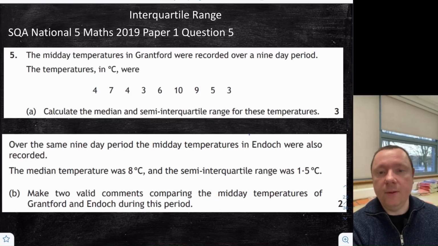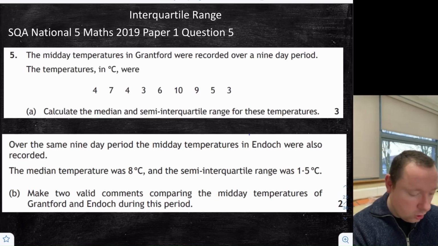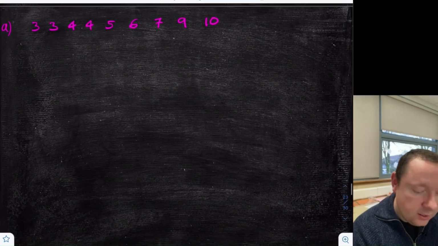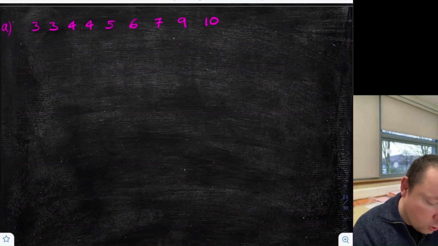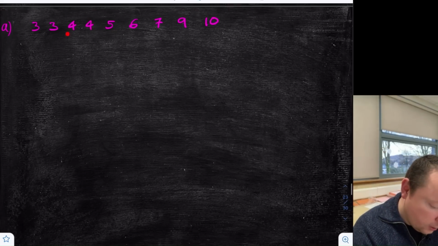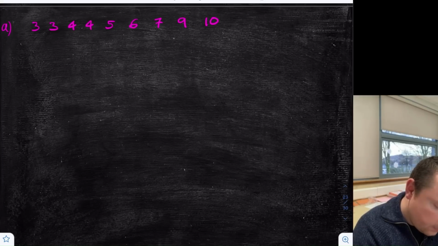So remember, median and semi-interquartile range, we need the data to be in order. So let's start with that. I've already put in the data in order for us, and we need to find the middle of that. So there's 1, 2, 3, 4, 5, 6, 7, 8, 9. So 9 plus 1 is 10. The median happens at 5. 1, 2, 3, 4, 5. So there's my median right here.